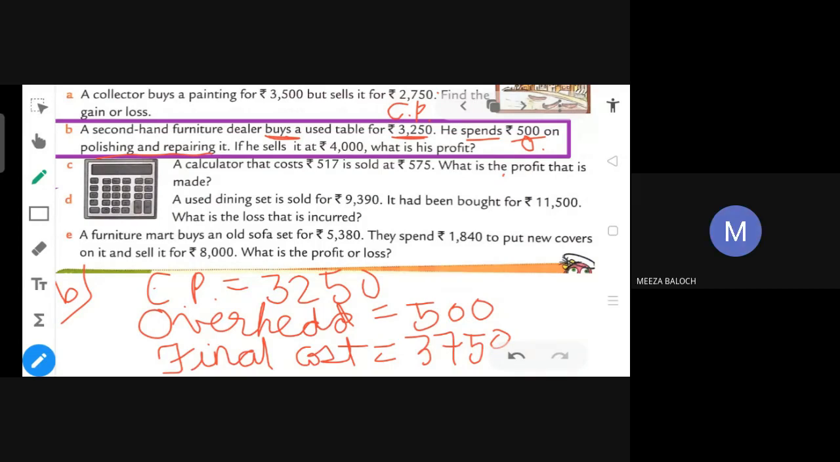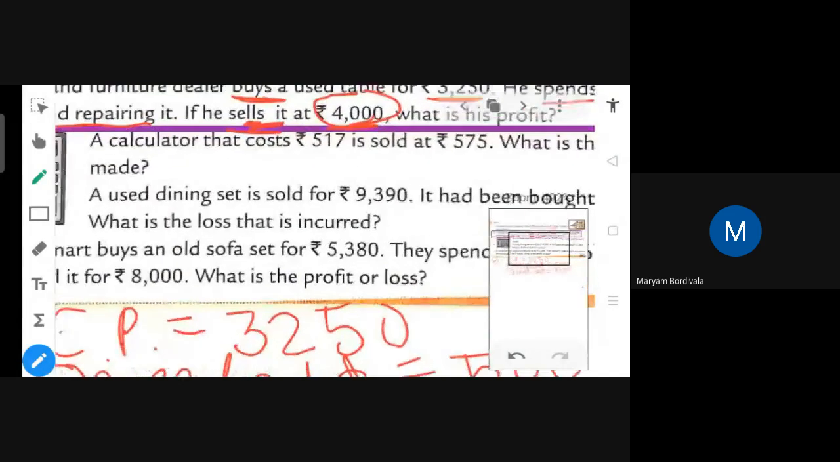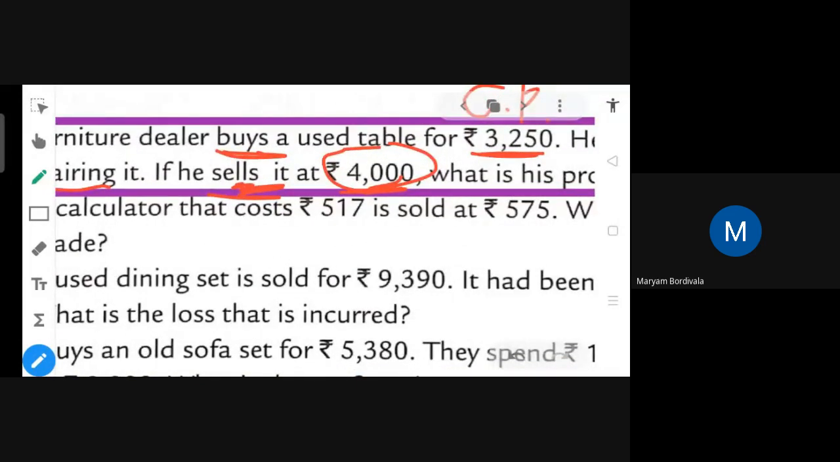Okay. Now in the same question, you can see here it is written: sells it for 4,000. That means the furniture dealer sold the table for 4,000. So that 4,000 is which price? He sold it, so what price will we call it? That 4,000 is called selling price, okay? SP. See, I'm showing again. If he sells it for 4,000.